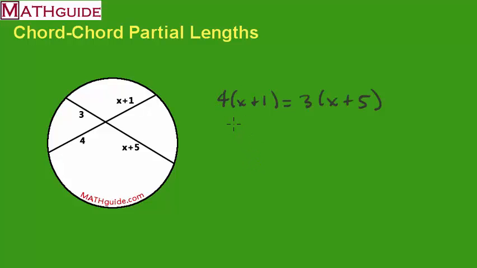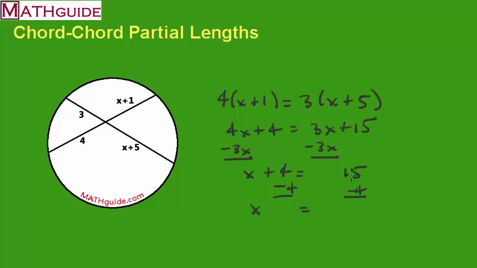And I'm going to do the algebra. So 4 times x, 4 times 4, 3 times x, 3 times 5. Okay, so to do some algebra from here, I'm going to subtract 3x from both sides. So I'm going to get 1x plus 4 equals 15. Again, continuing, I'm going to subtract 4, some simple algebra, and we're going to get the final answer, which is 11. So x is equal to 11.